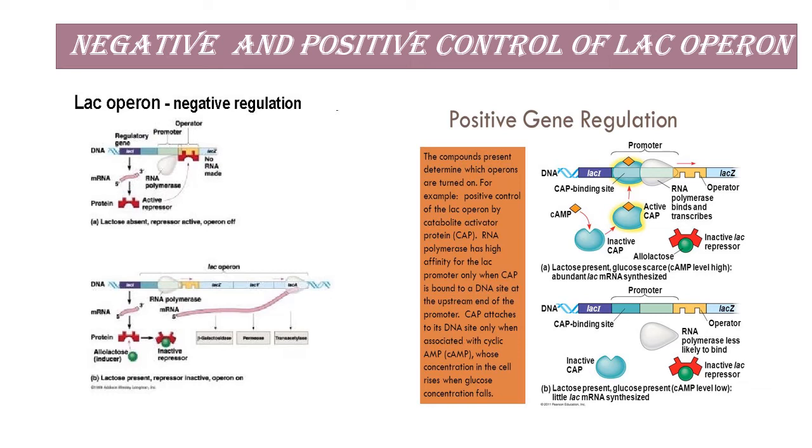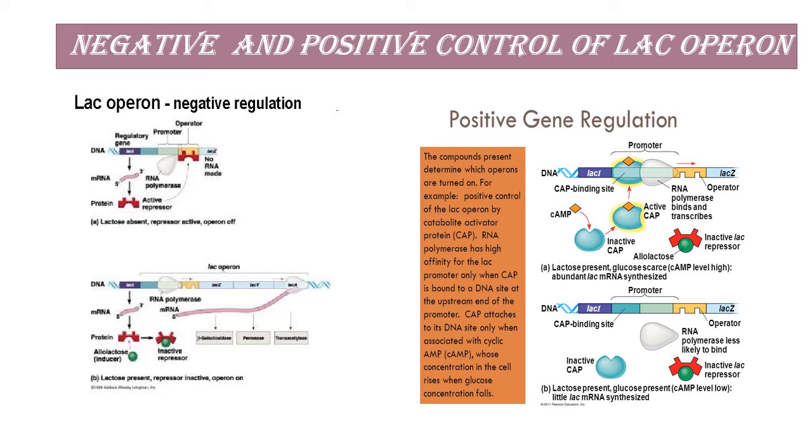Here, as we can see in the positive regulation diagram, it has a CAP binding site that binds to the promoter. First, the cAMP will bind to the inactive CAP, and it will get activated and bind to the promoter. Then the RNA polymerase that is bound with the promoter will transcribe, and it inactivates the lac repressor. This is in presence of lactose. It has a high level of cAMP, and mRNA is synthesized.